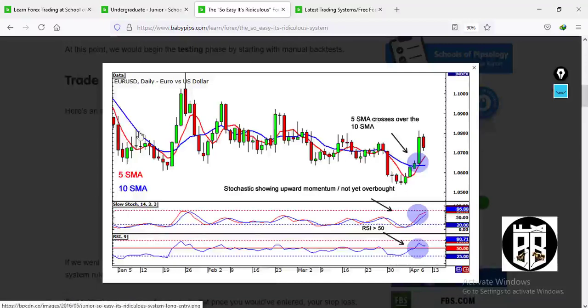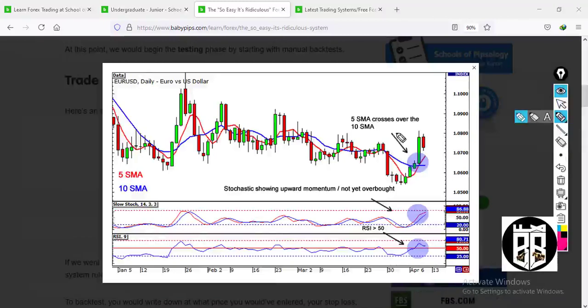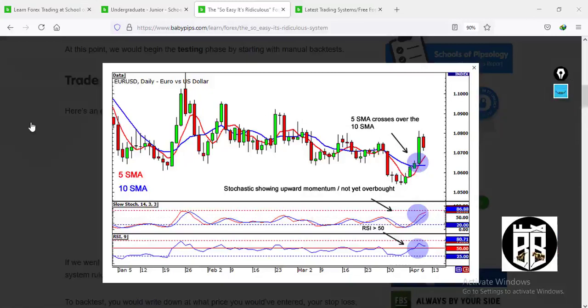So now the price of the market has been ranging, and then all of a sudden there is a crossover of the SMA, the simple moving average. The 5 moving average crossed over the 10 moving average. The 5 moving average is helping us to know if the trend is changing, and how fast it's changing. So it's crossed over here, and that's a buy signal.